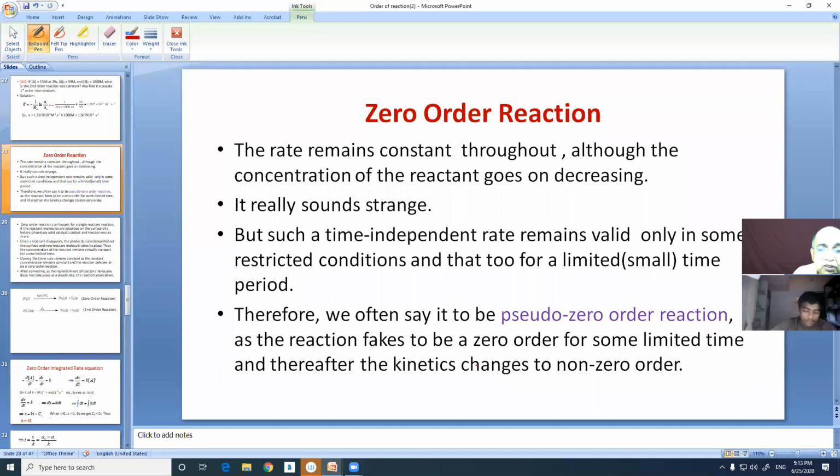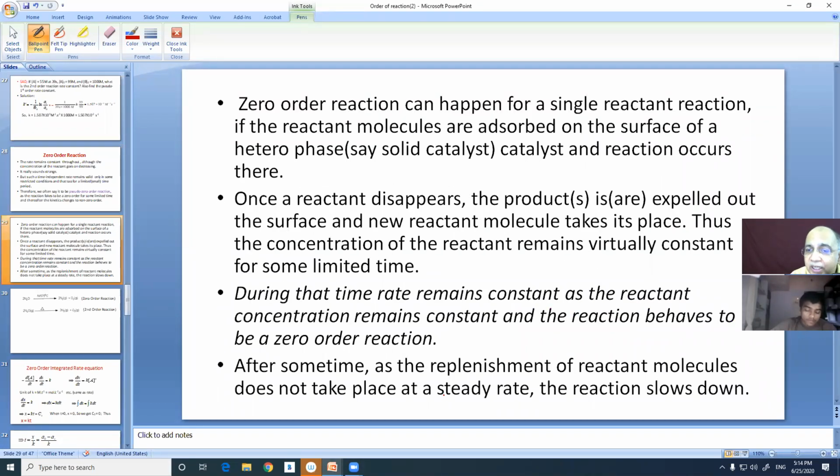This should be really called pseudo zero order reaction, because throughout it is not a zero order reaction. For some specific initial time period, the rate remains constant, and after that the rate decreases and it no longer remains zero order. As the reaction fakes to be zero order for some limited time, and thereafter the kinetics changes to non-zero order. How it happens, I'll tell you, you will write all these things. Don't worry.